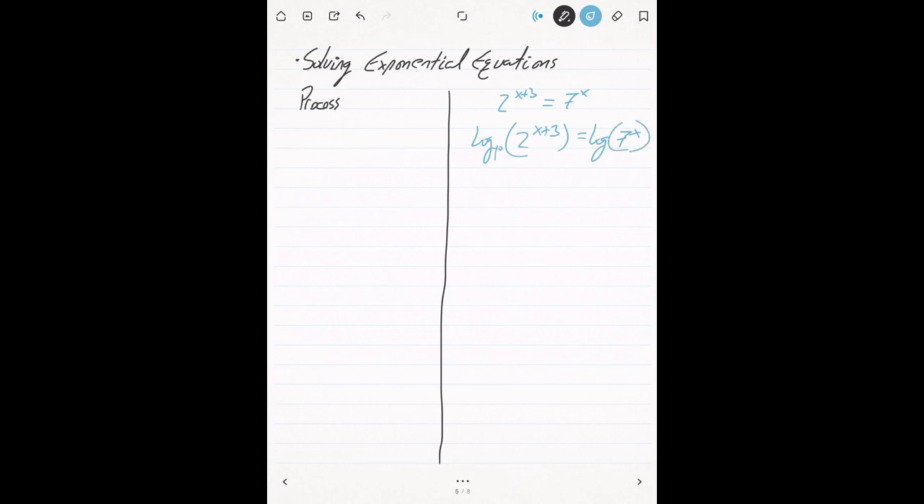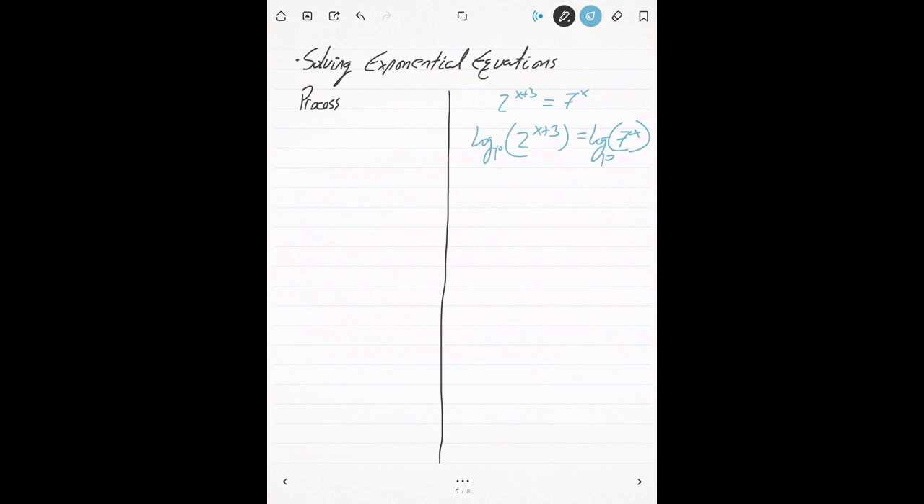Am I allowed to do that? Well, of course. This equal sign means these are the same numbers. Whatever x is, you're going to get the same number on both sides. So if I take the logarithm of a number, that's going to be the same thing, right? Now, I can take the log of both sides, but it has to be the same base. So notice I use the base 10 here.